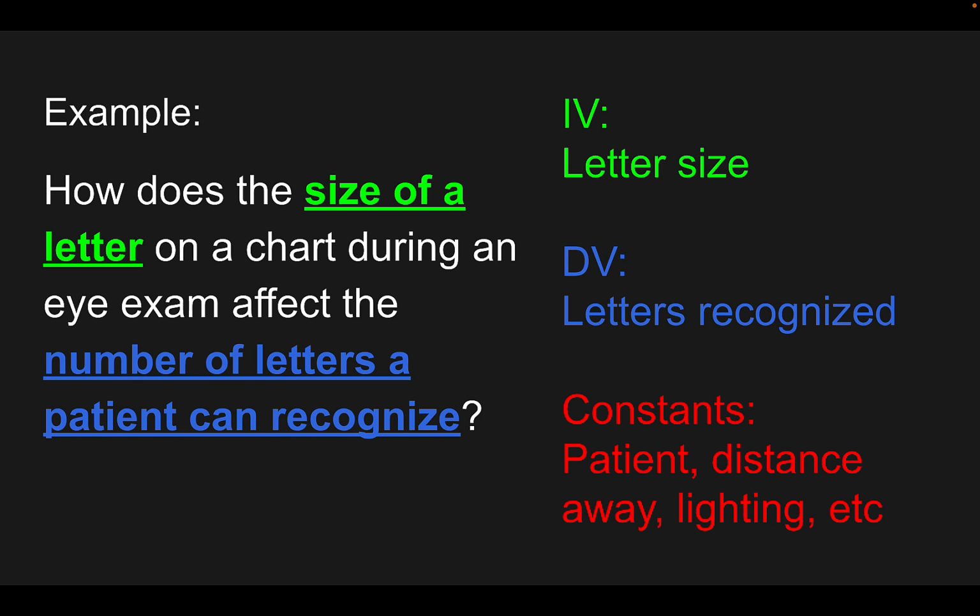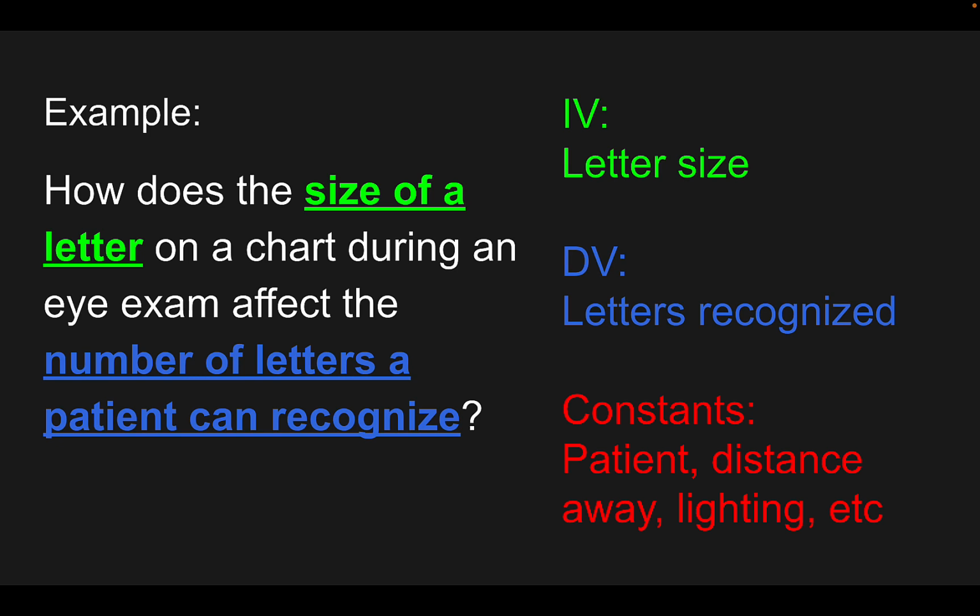Now, if I look at this, okay, which is actively being changed? Are we actively changing the size of the letter, or how many letters can be recognized? Well, we're going to be actively changing the size of the letter. That makes it the independent variable. Remember, I'm in charge of the independent variable. But the other thing that we're comparing, the letters recognized, that's the dependent variable. So we could say that the letters recognized depends on the letter size.